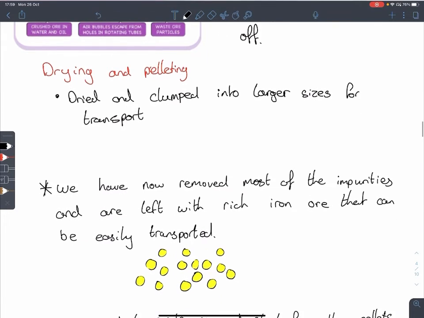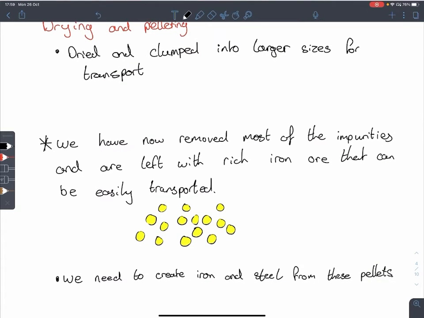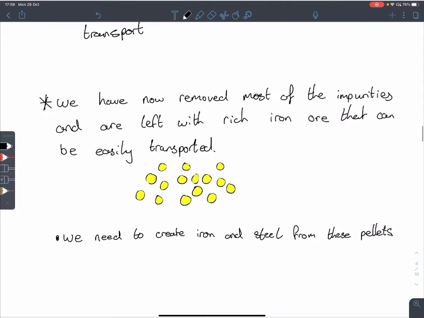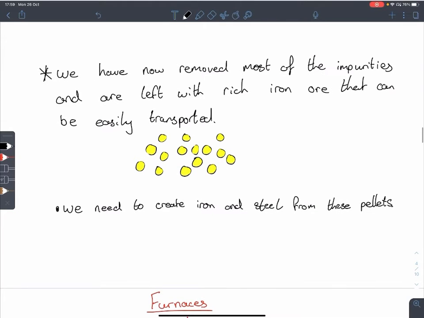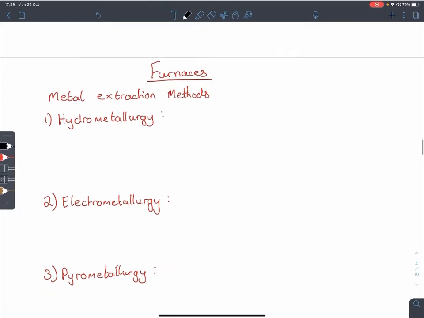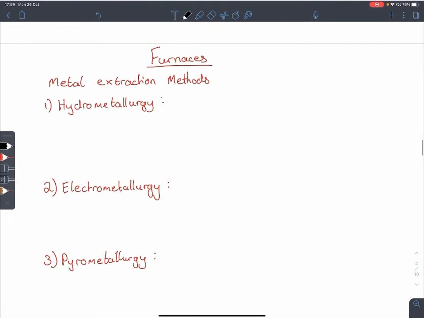So then we now have removed most of the impurities and are left with rich iron ore that can be easily transported. So here's my iron pellets, or the chunks of iron that we have removed. We now need to create iron and steel from these pellets. How we do that is we use the furnaces. But before we use the furnace, we need to know about the metal extraction methods.